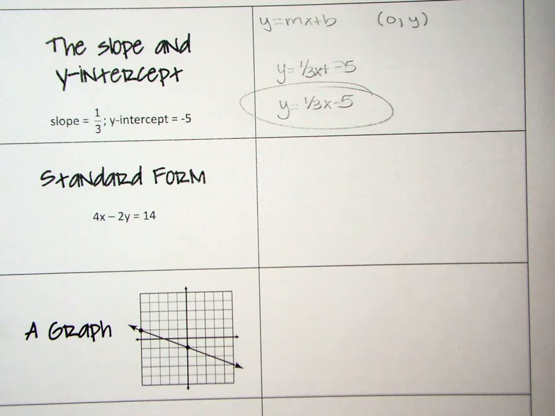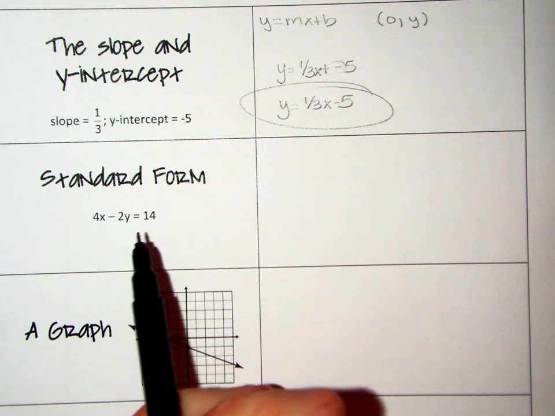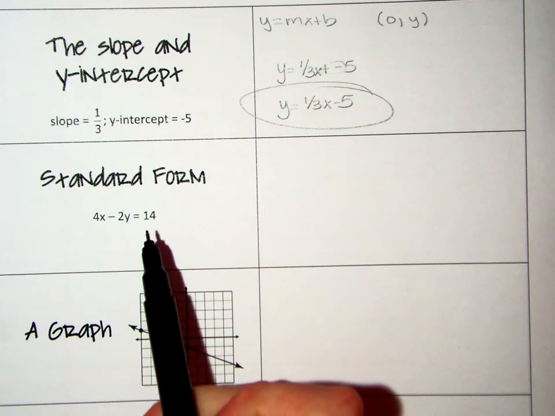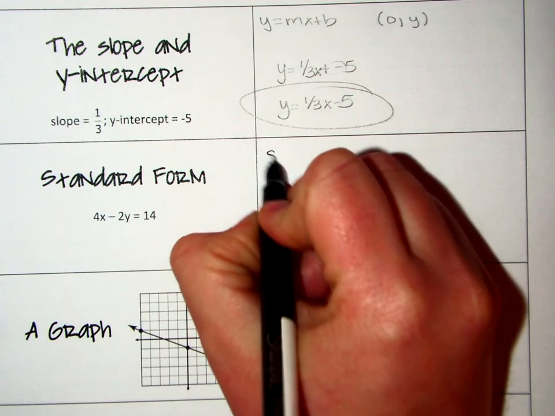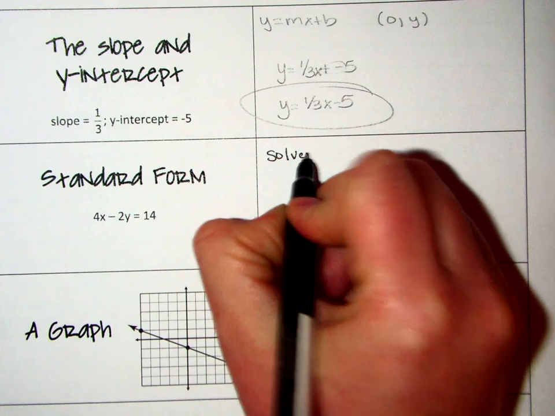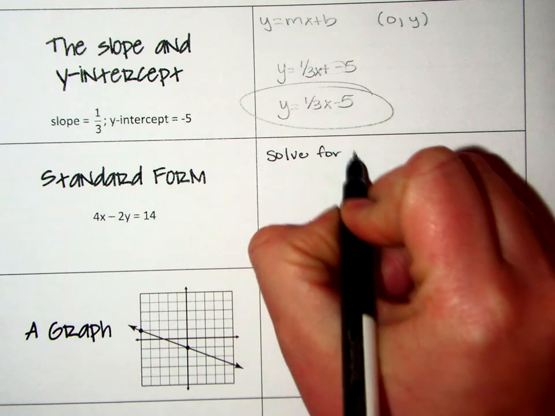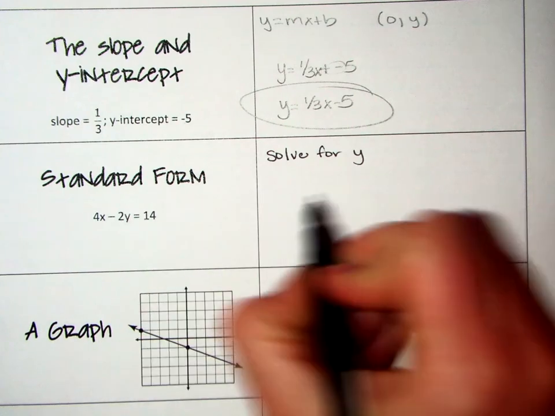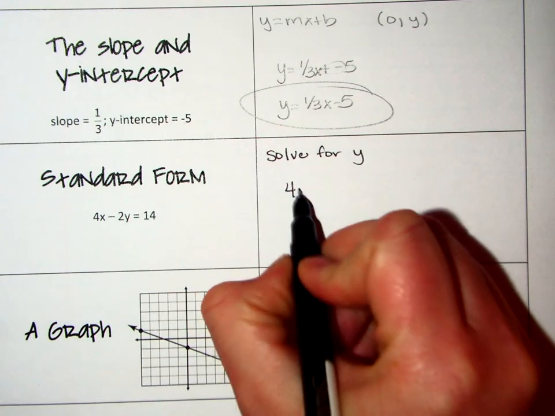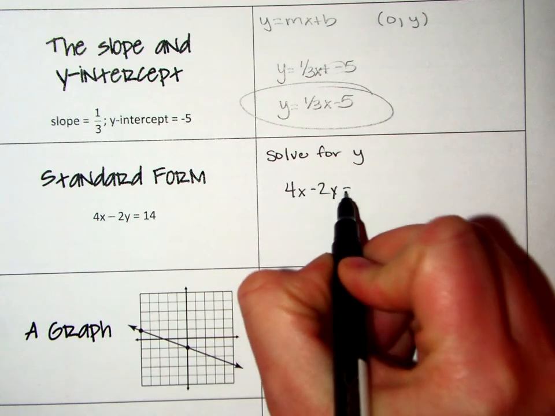When you are in standard form and you're going to write the equation of a line, you're going to solve for y. When you are solving for y, single variable, we're going to isolate that y. So 4x minus 2y equals 14.